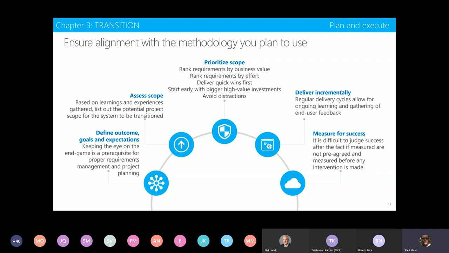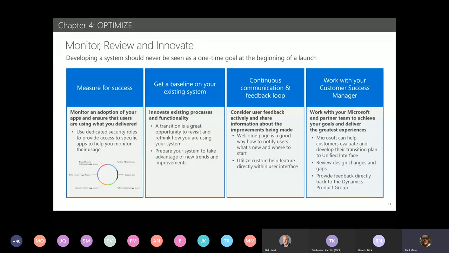The measuring for success, a couple of ideas here just to share. One is to use dedicated security roles, because this allows you to monitor who's accessing which app. So you can draw the stats quite easily. So you can see if you've designed an app that is actually useful to people. Are the features that you put in the app actually useful to your people? You can build some dashboards internally using some of the metadata we have in Dynamics. We also have some dashboards on the admin portal that provide you with analytics and insight into this. We've spoken about getting a baseline on your existing system, and then continuous communication and a feedback loop.